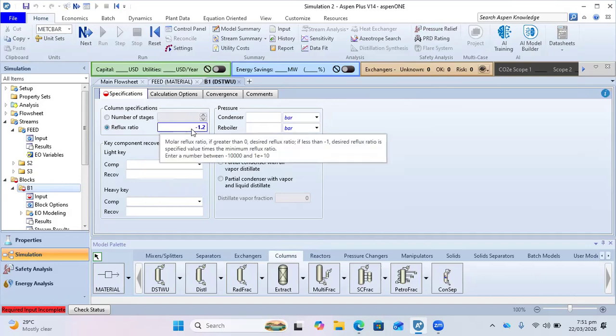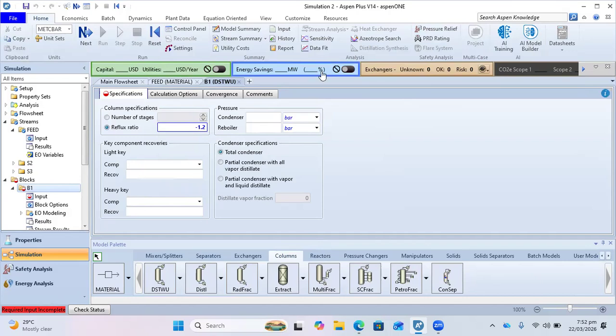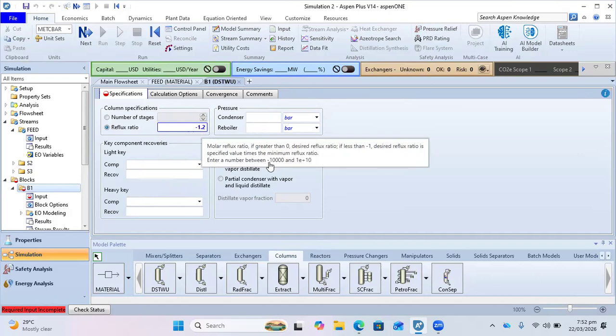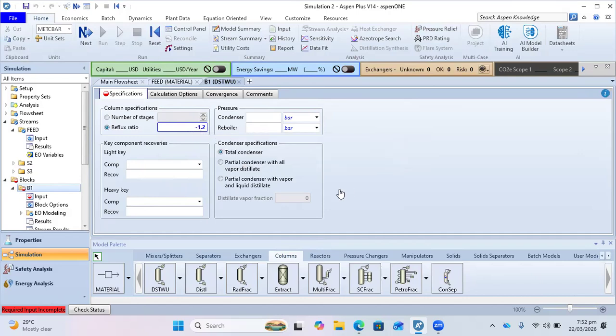Once you put a negative in front of this, whatever minimum reflux ratio you have, Aspen will multiply it by that value, the 1.2. If we make it positive, Aspen will take it that we want the reflux ratio to be 1.2. I hope you get the difference. Please, is that fine? Yes. Okay, so whenever you see a negative in front of a value like this, Aspen is going to multiply the minimum reflux ratio by that value. We'll see it even as we continue.